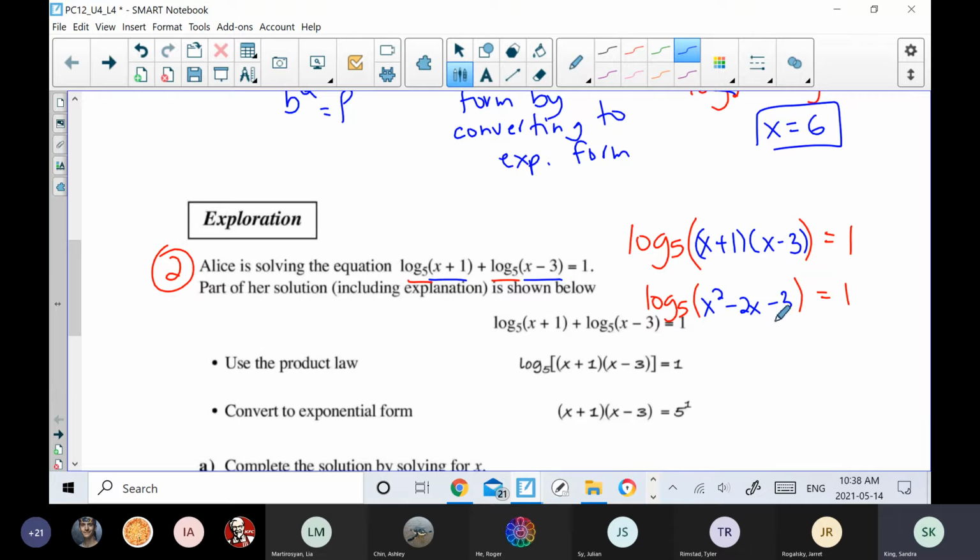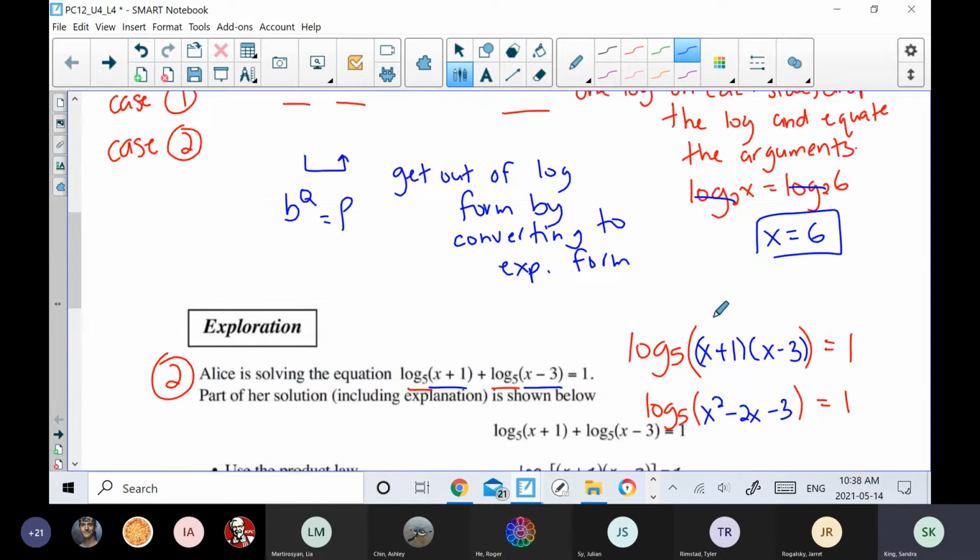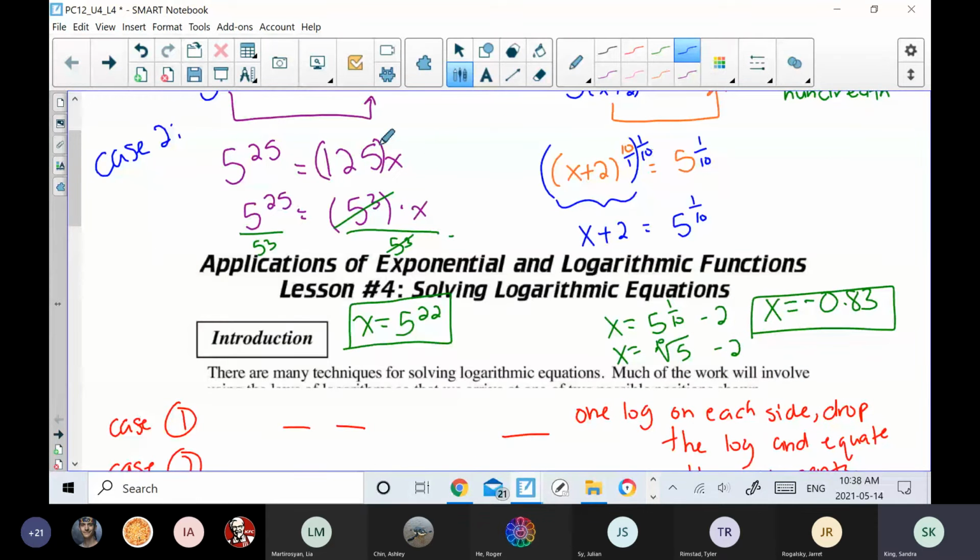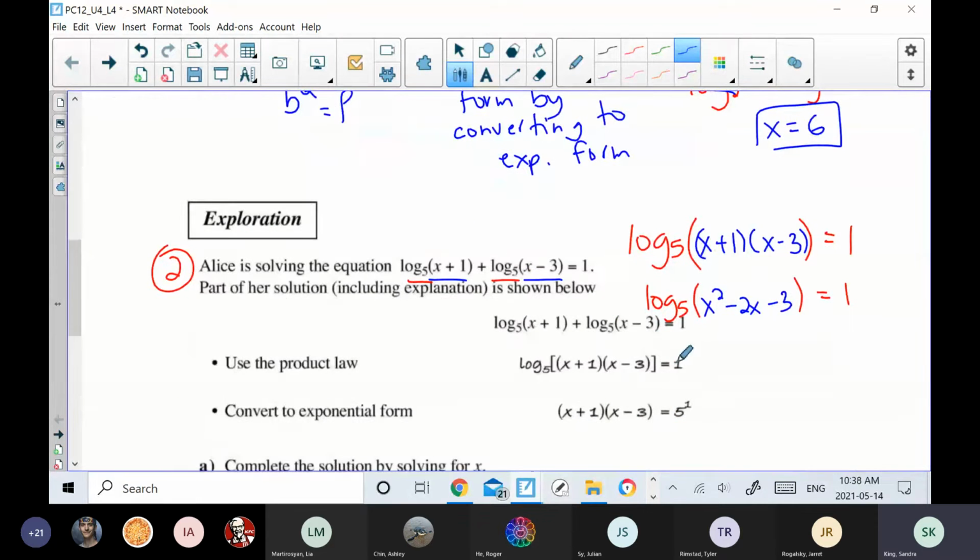Okay, so in case 2, remember, you're going to have a log equal to something on the right-hand side that's not a log. And once you get to this step, it's exactly like we did in these two class examples. What do we do here? We get out of log form by converting to exponential form. So 5 to the power of 1 is equal to x squared minus 2x minus 3. 5 to the power of 1 is 5, which is equal to x squared minus 2x minus 3.